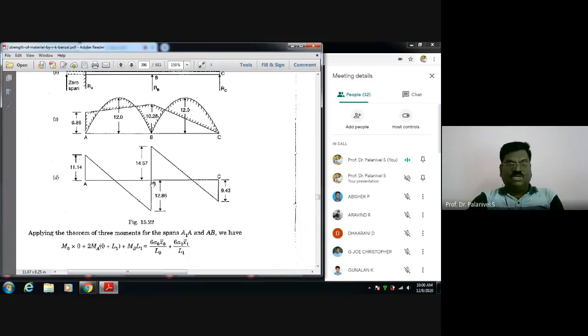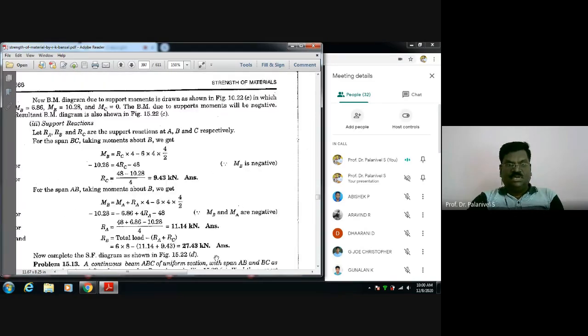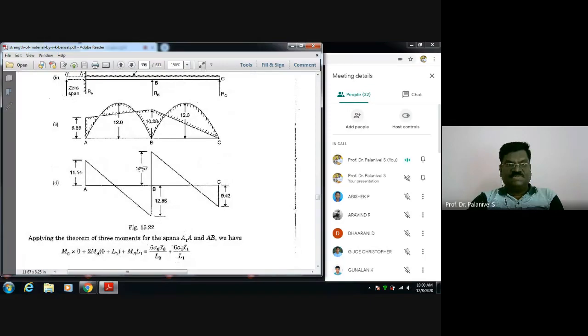So totally put together, how much? 27.43. This plus this put together, so that much it goes up. The shear force diagram goes up. You have to start the shear force diagram here, upward. Then because of the UDL, it is triangular. We know all the properties of the SFD diagram. Keeping the properties in mind, you have to draw it.